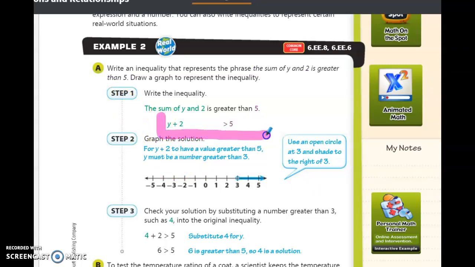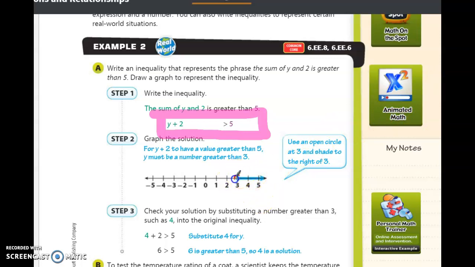Now to do this solution, a lot of kids might be tempted to say, oh, we have to go to the 2, but we have to add 2 to y to get 5. So if we just think, when we know in our head 3 plus 2 is 5, we could say, ooh, that could kind of work, but that would be equal to 5, and we want it to be greater than 5.